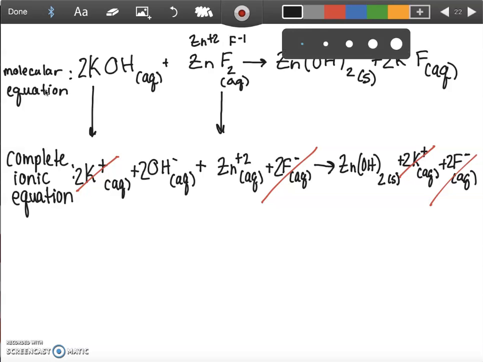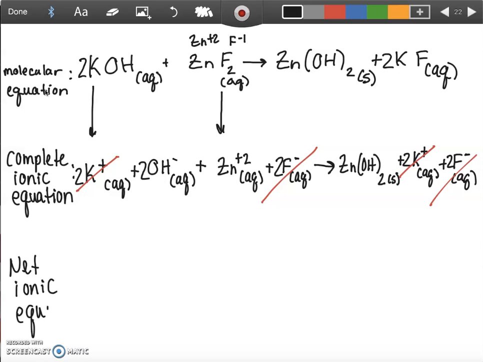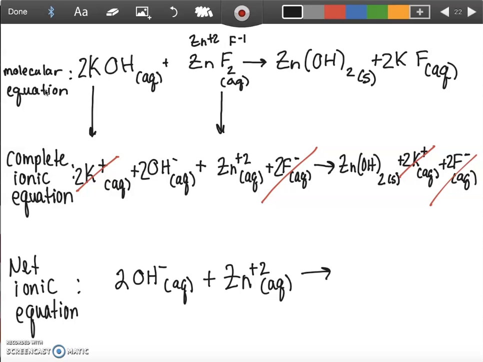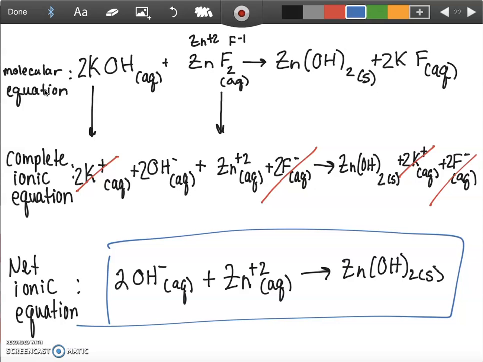So this is now our net ionic equation, in which I will take the 2OH-, which is aqueous, add that to the Zn2+, which is aqueous, to form the solid Zn(OH)2 solid. And that, ladies and gents, is the net ionic equation. Okay?